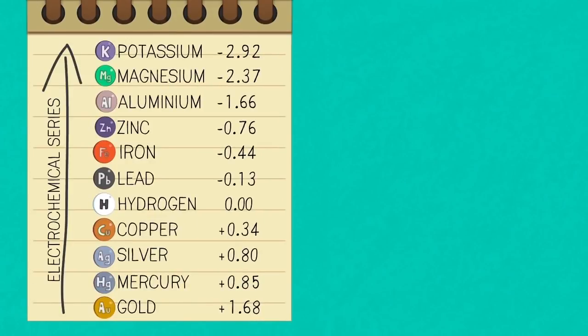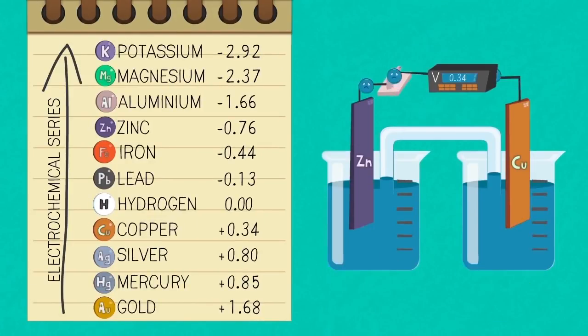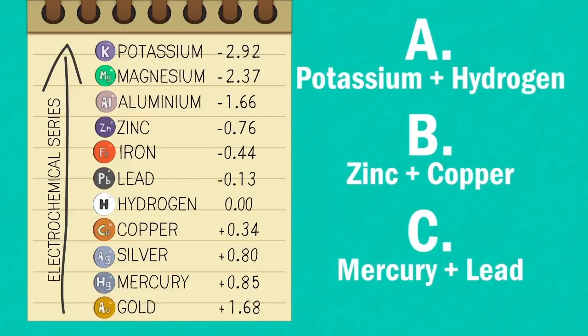Using the electrochemical series, can you predict the direction that the electrons will travel towards for the following pairs of metals? The electrons always move from the metal with the more negative electrode potential to the more positive electrode potential. Pause the video and continue when ready.